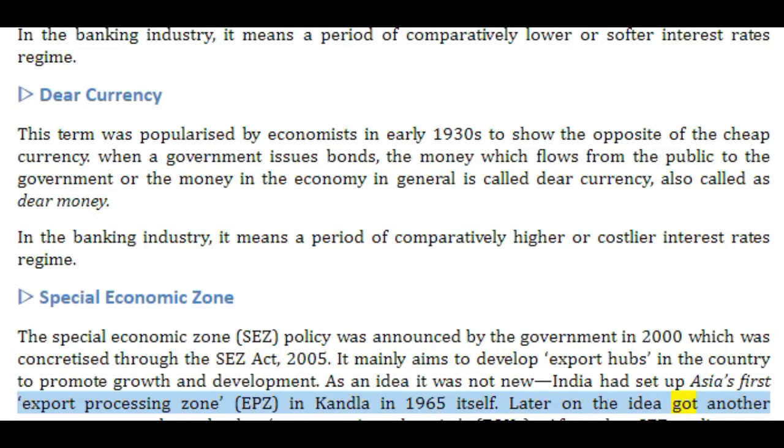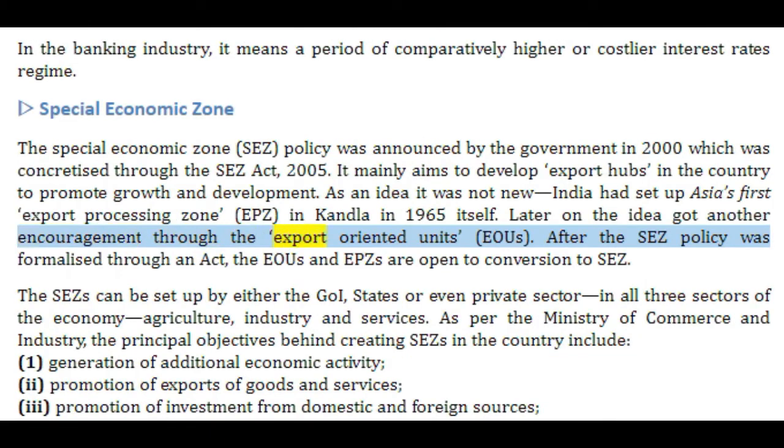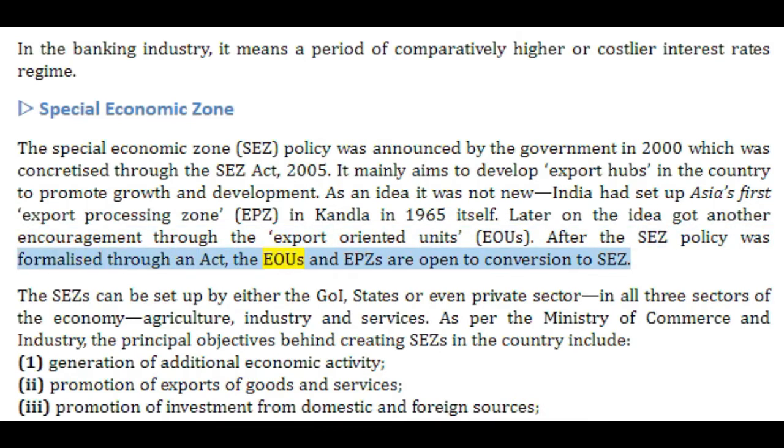Later on, the idea got another encouragement through the export-oriented units, EOUs. After the SEZ policy was formalized through an act, the EOUs and EPZs are open to conversion to SEZ.